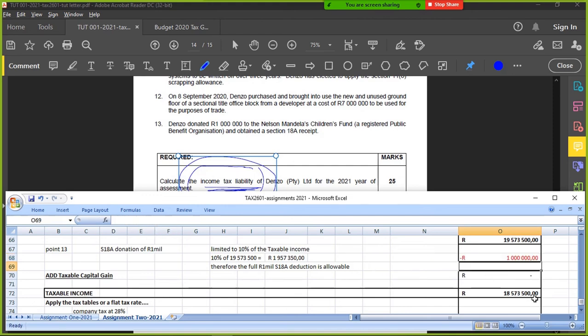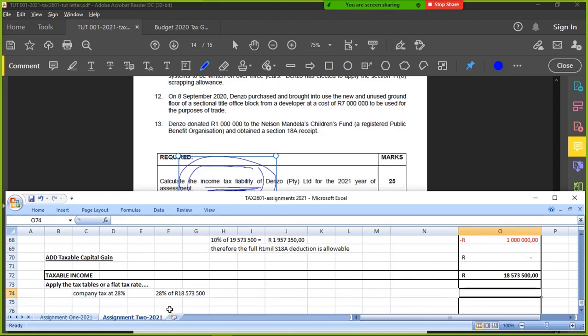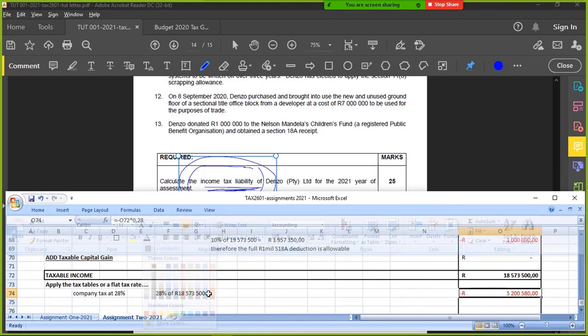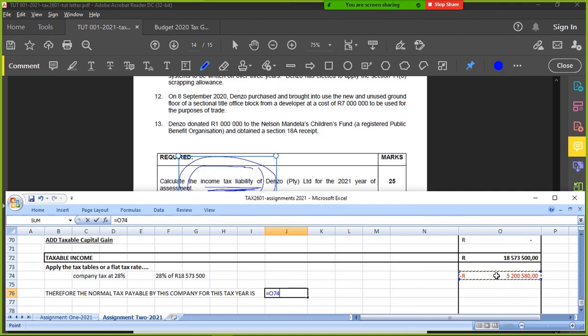Yes. Okay, and then you've got taxable income of that, subject to tax at 28%. 28% of 18,573,500 gives you that figure. And that would be the normal tax. So therefore, the normal tax payable by this company for this tax year is that figure there.